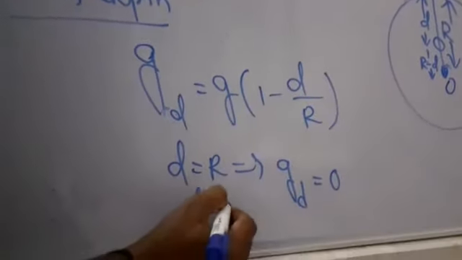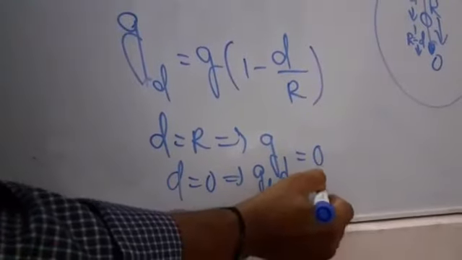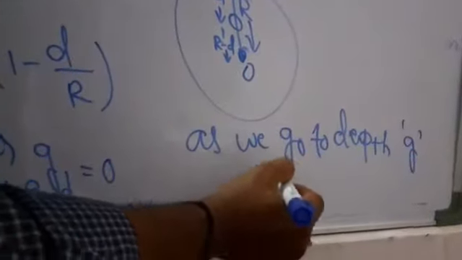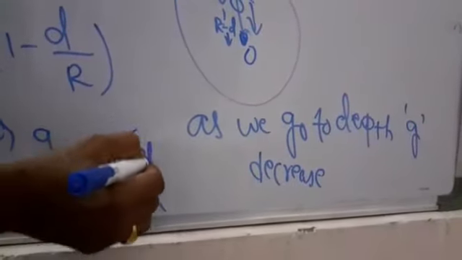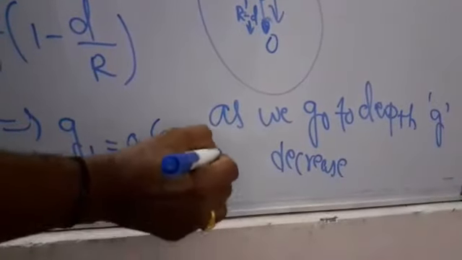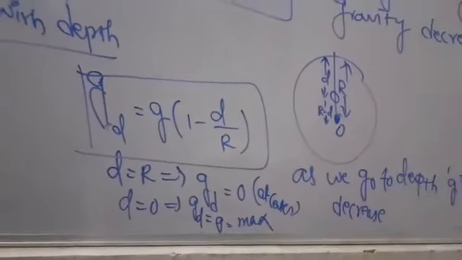If d is equal to 0, g d is equal to g maximum, right? As we go to greater depth, gravity decreases. At the center, gravity becomes 0.